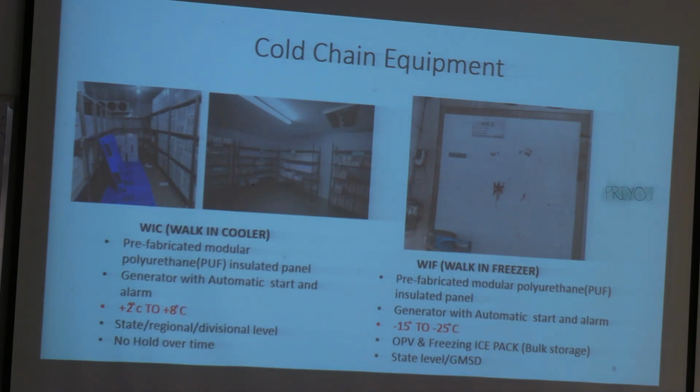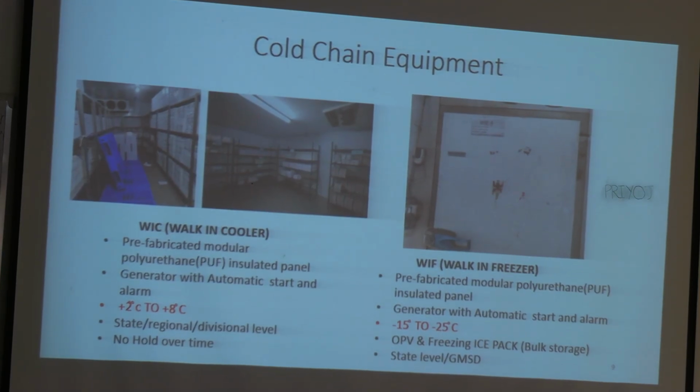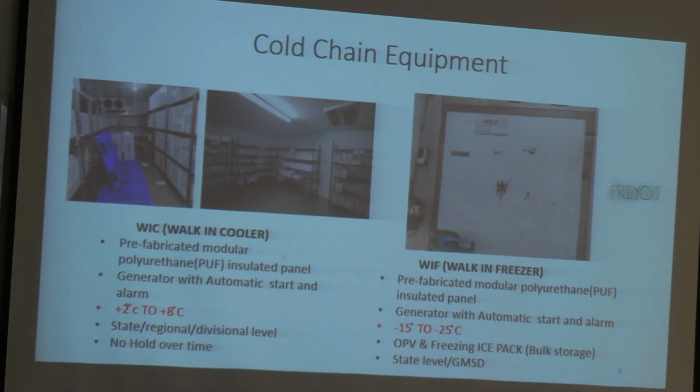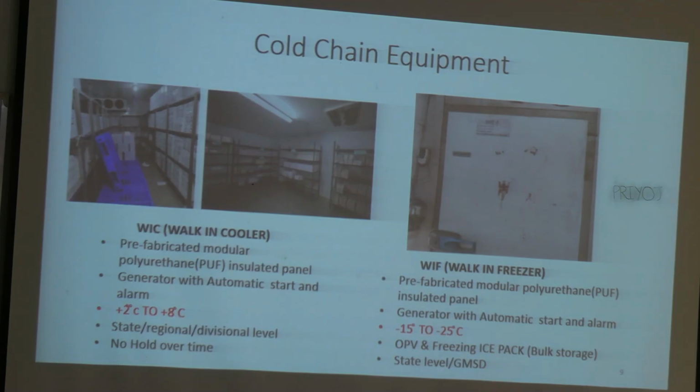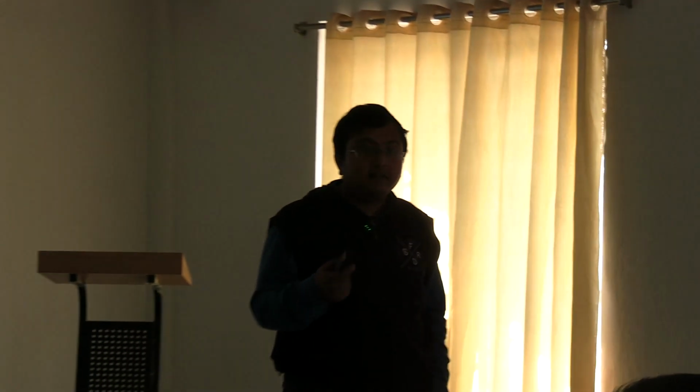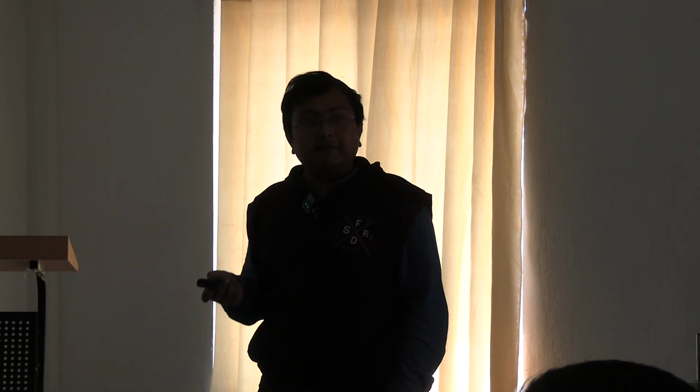Now coming to the cold chain equipment one by one. This is the walk-in cooler. This is actually the picture from the Kolkata GMSD that I have taken, okay. They are prefabricated modular. Just remember a big fridge. Think of a big fridge. Have any of you visited any cold storage where vegetables are kept? If you go there, that cold storage is also one kind of walk-in cooler, but their temperature is not that much, okay. They usually are kept under 10 or less than 10, but in this WIC, they are what?